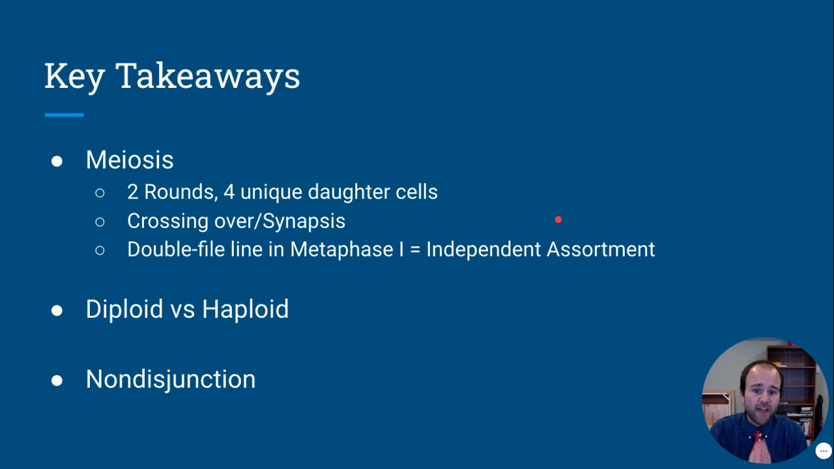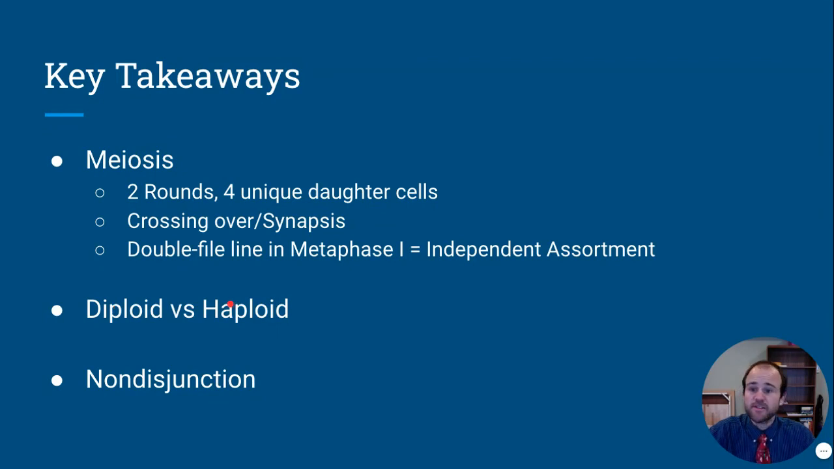Key takeaways. You should have a thorough understanding of the steps of meiosis. You don't need to memorize individual stages, although you should know prophase 1 is when that crossing over happens. And you should know metaphase 1 is how we get independent assortment because it lines up in that double file line and it's random how they organize. You should know that there's 2 rounds with 4 unique daughter cells. You should know when it's diploid and when it's haploid. So remember, the final product of mitosis is diploid. It's always diploid in mitosis.